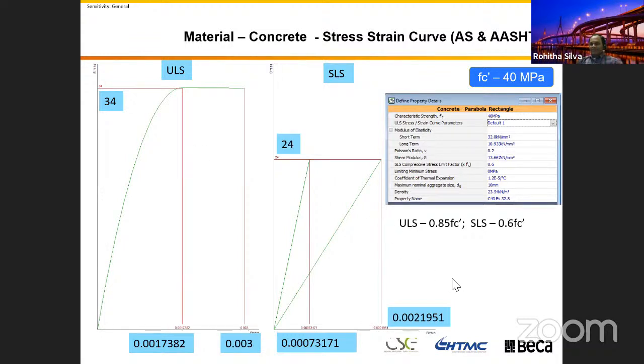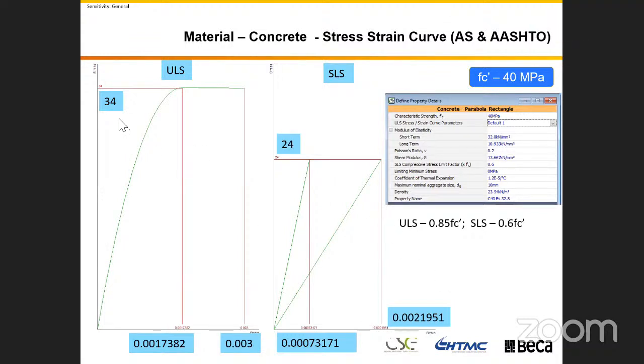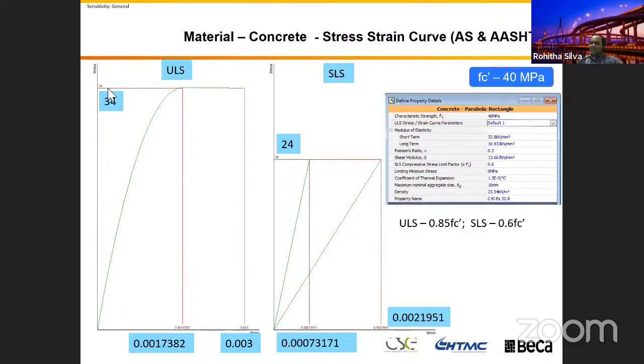Because when we were using the Australian and AASHTO, you got the stress strain curve box, you got your ultimate limit state concrete at 85% of f'c, whereas when you go to the British standard or Eurocode, it's much less, 0.67 f'c divided by gamma m, which is 1.5. So these curves we use when we are designing the concrete members.